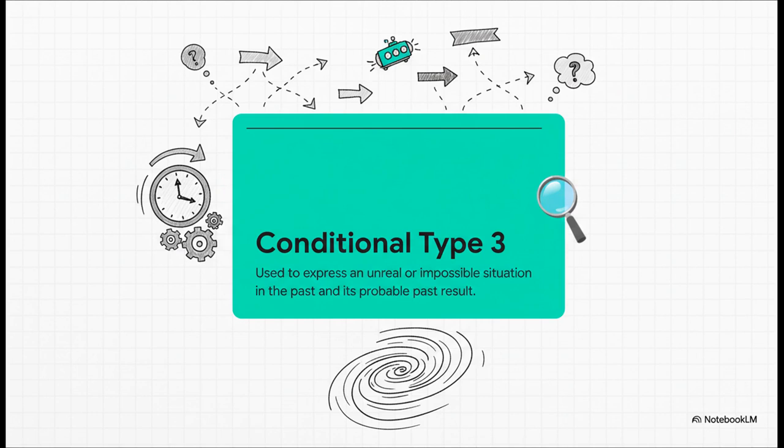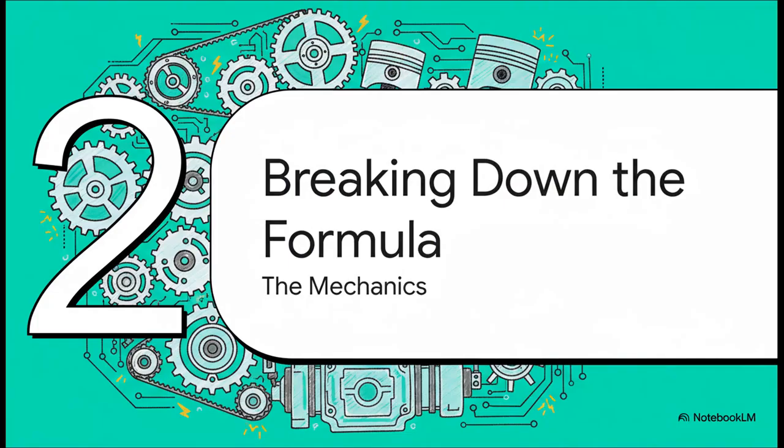But honestly, just think of it as your linguistic time machine. It lets you go back in time and wonder how just one tiny change could have spun everything in a totally different direction. So, how does this time machine actually work? It might look a little complicated at first, but I promise once you see the different parts, it's all going to click. Let's break down the mechanics together.